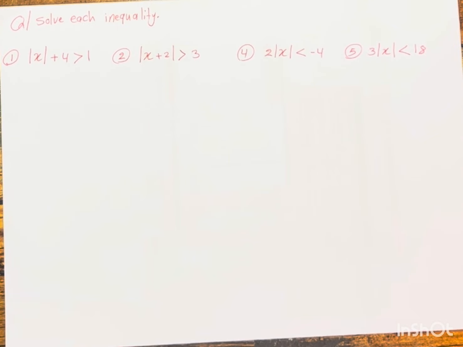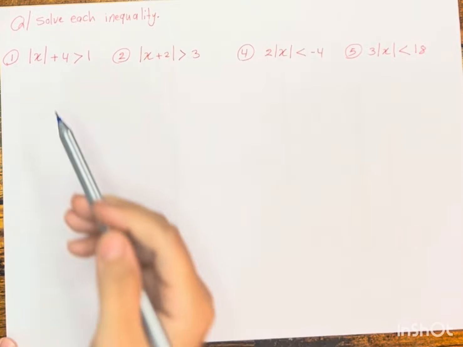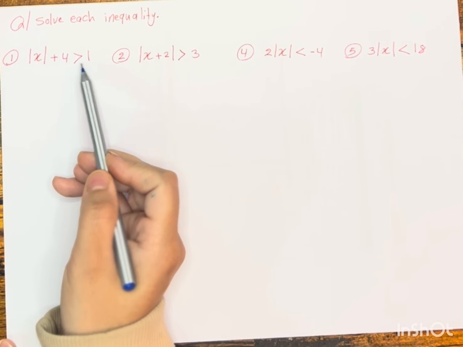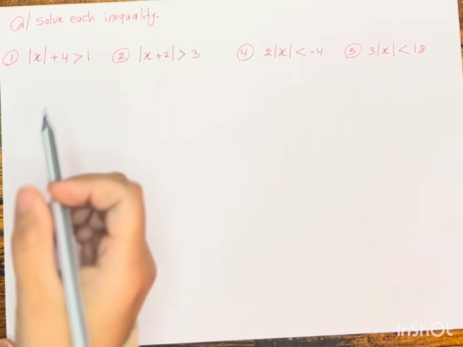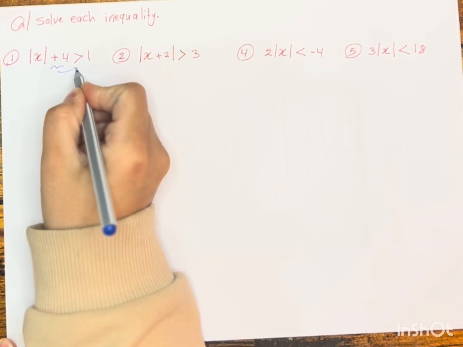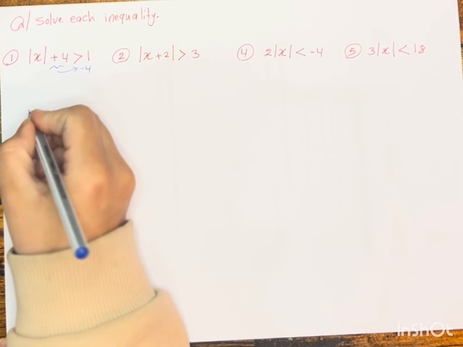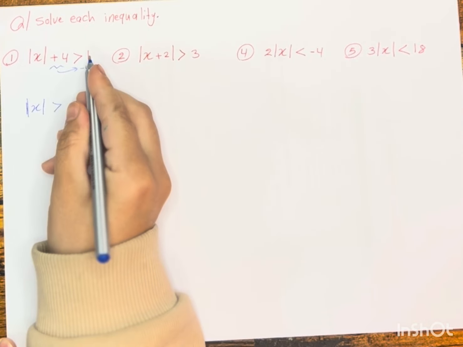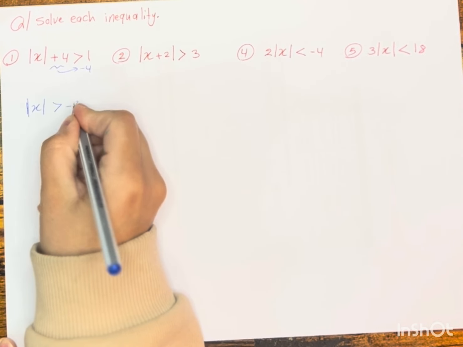Solve each inequality. The same rules apply for inequalities: if there's an absolute value in it, isolate it on one side, okay? Let's solve. Absolute value of x plus 4 greater than 1. There's a plus next to the absolute value. I will take it to the other side, will be -4. So absolute value of x greater than 1 minus 4 will be -3.